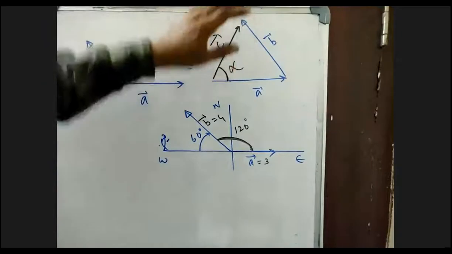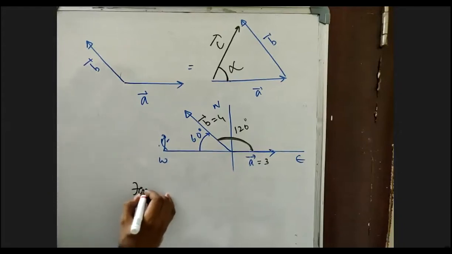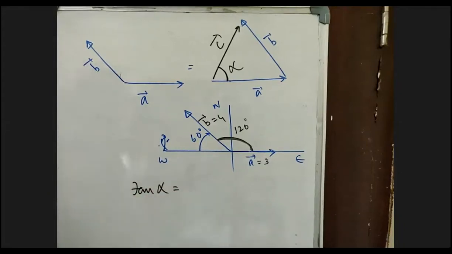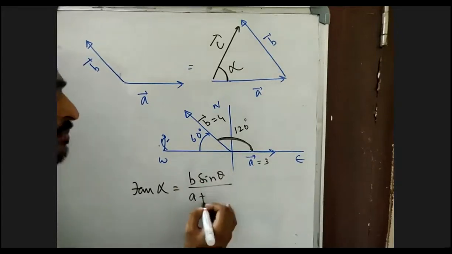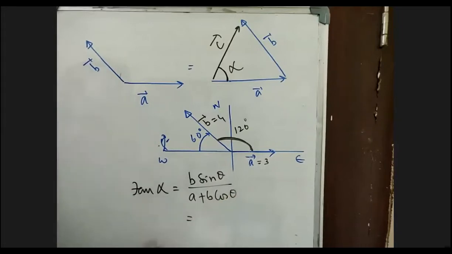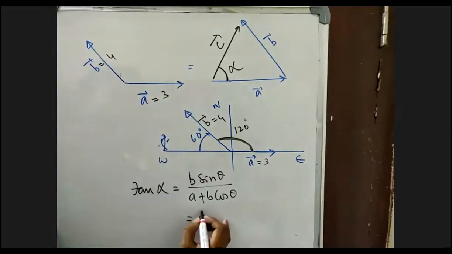Alpha value will be equal to how much? Let's see. What is the formula? Tan alpha is equal to B sin theta divided by A plus B cos theta. What is the B value in the problem? B is 4 units. A value is 3. So this is 4 into sin theta, where theta is the angle between the two vectors.